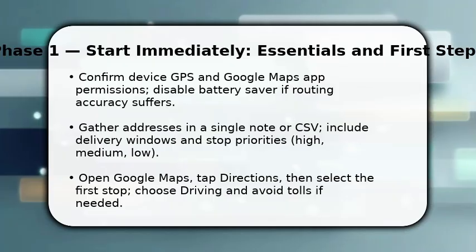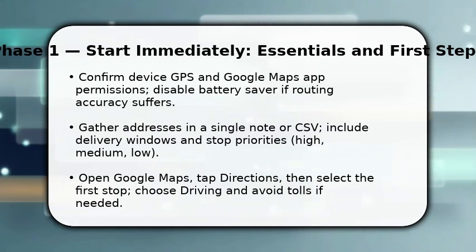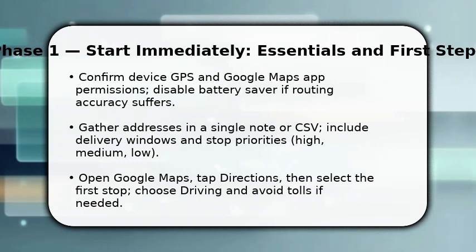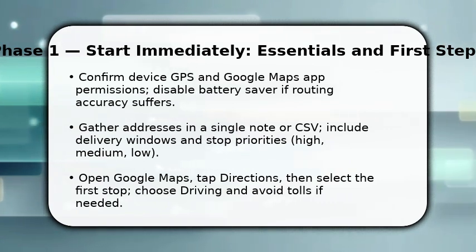Enjoy the video. You begin by preparing smartly. Make sure your device GPS is accurate and Google Maps permissions are on. Once done, collect every address in one list, include delivery windows and priority tags so you can reorder. Then open Maps and tap directions, choose driving, and enter your first stop.